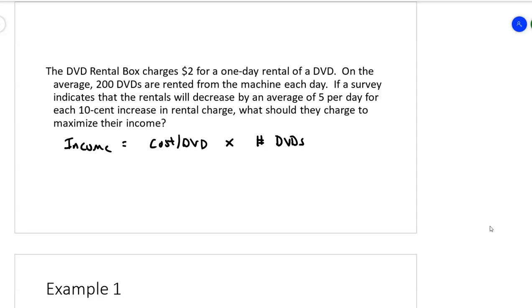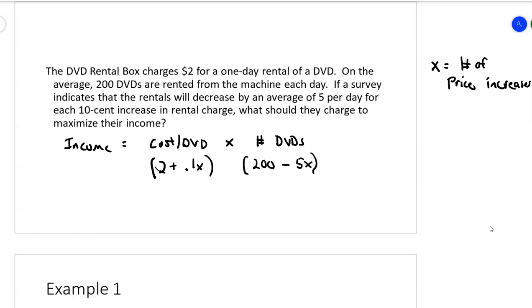Okay, so the cost of each DVD will start at 2, and they'll add 10 cents per price increase. So that's what X is in this case. X is the number of price increases. How many DVDs are they going to sell? Well, they're going to start at 200, and then they're going to lose 5 DVDs for each price increase. All right, so they start at $2 plus 10 cents for each price increase. The number of DVDs goes down.